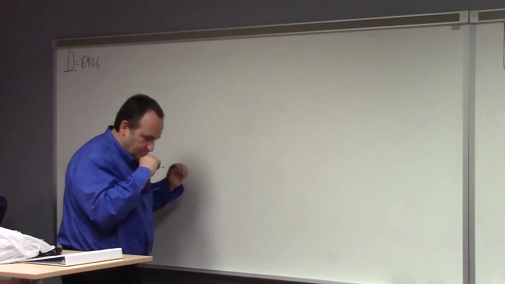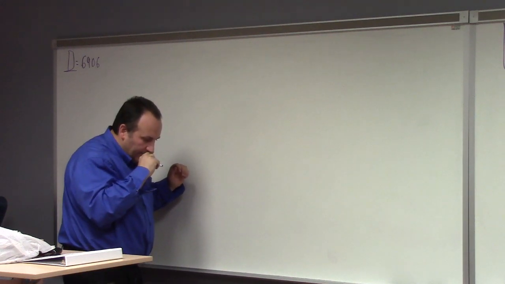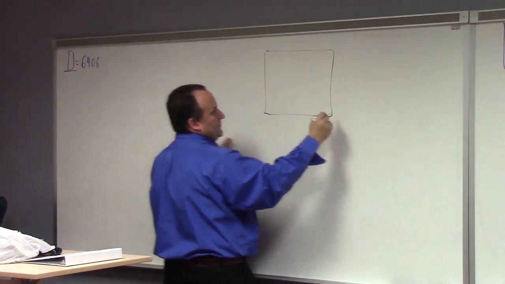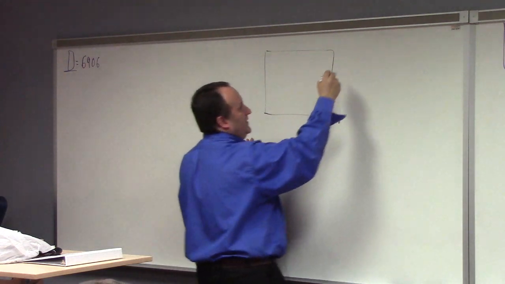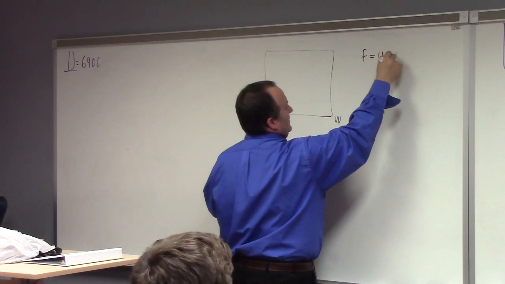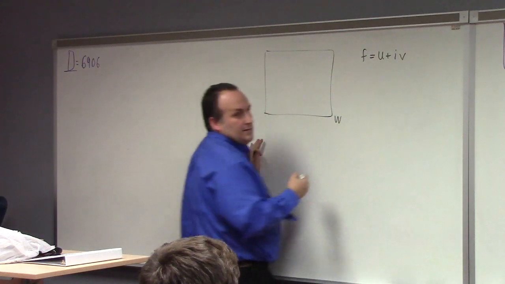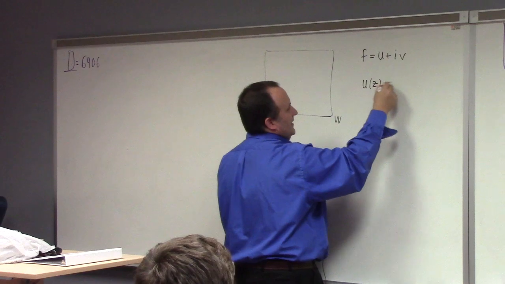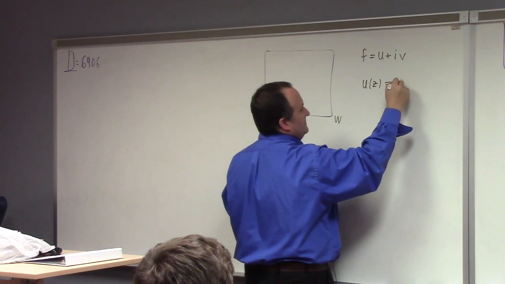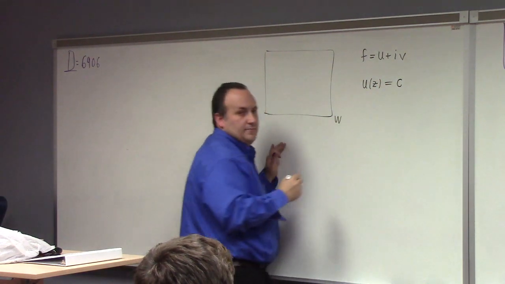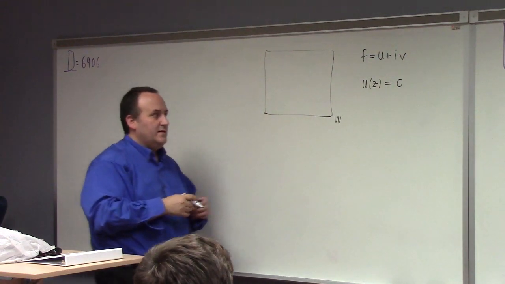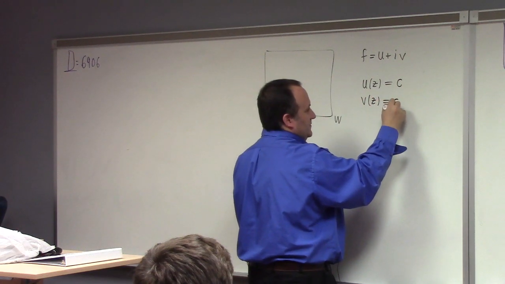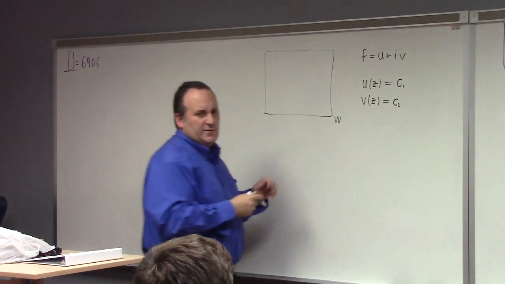So, if we think about the W plane for a second, and if you think about f equals u plus iv, and if we think about u of z equal to a constant, say c1, and v of z equal to say c2. Do you understand what we're looking at?